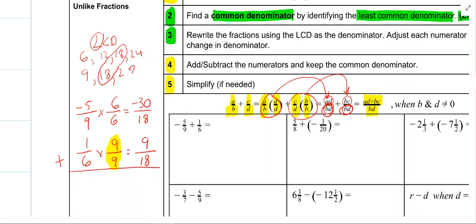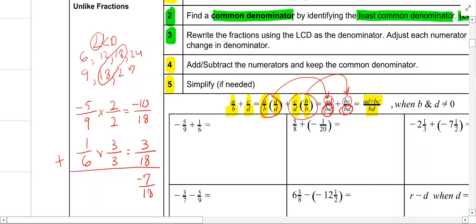I made an error. Let me back up. Made a lot of errors here. Backing up. Okay. 6 times what equals 18? 6 times 3. I apologize. 1 times 3 is 3. And 9 times 2 is 18. That's 2. -5 times 2 is -10. So now we just add these up because they have the same denominators. And -10 plus 3 is -7.